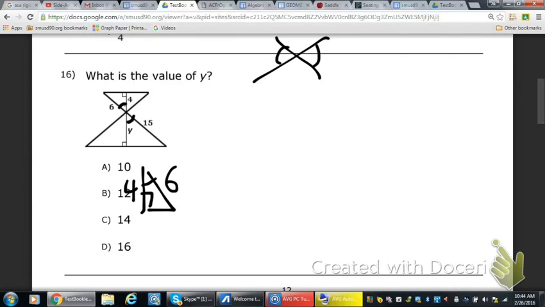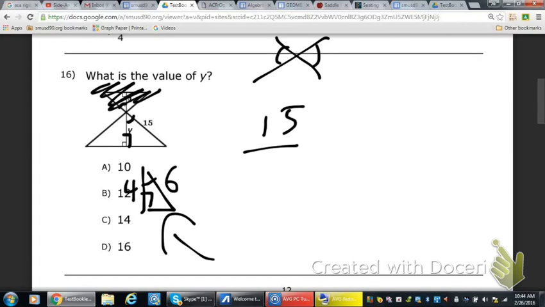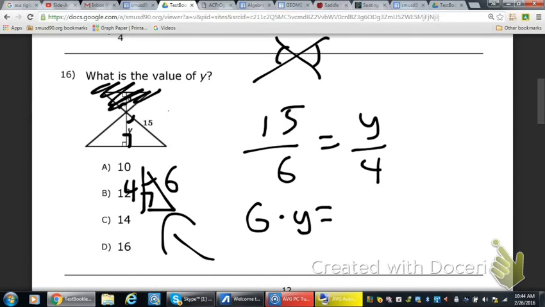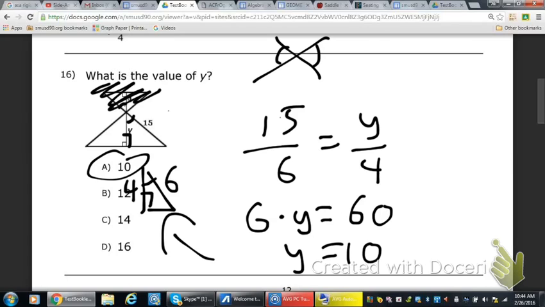The moment you see angle, angle, you want to think proportion. Let's get rid of this one and focus on this one right here. Right? So 15 is to 6 as y is to 4. And you would go ahead and cross multiply. 6 times y equals 15 times 4, which is 60. Divide by 6, divide by 6, you get 10. Right? So it was tricky, but look for angle, angle. It's always there. A lot of times it is.